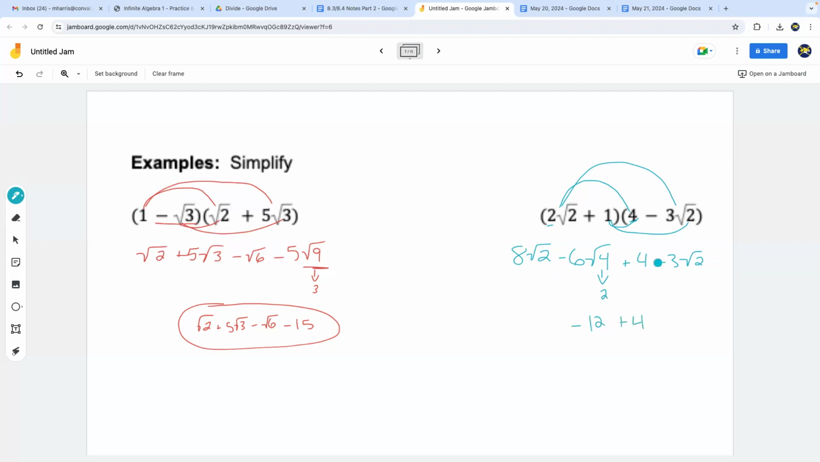Next, are there any radicals that need to be broken down? Well, no, we have a root 2 and a root 2. Well, those are like terms, but I'm going to rewrite them down here: 8 root 2 minus 3 root 2. We have an 8 root 2 and a negative 3 root 2. Well, those are the same. 8 minus 3 is 5. So we have 5 root 2. And then we also have a negative 12 and a positive 4. Those are like terms. Negative 12 plus 4 is going to give us a negative 8. So we have 5 root 2 minus 8. And that's it. That's our final answer here.